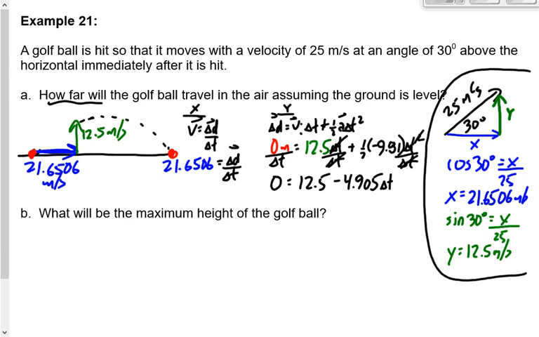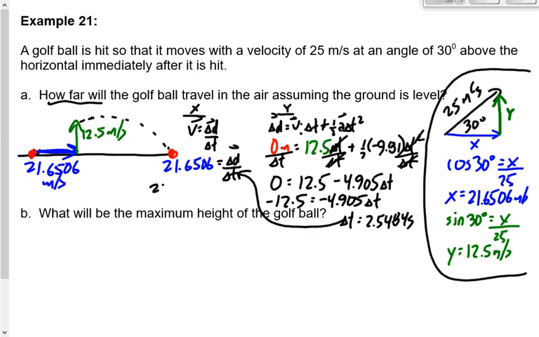Let's take the 12.5 over by subtracting. And then let's say 12.5 divided by 4.9 is t, and that value gives me 2.5484 seconds. There we go. How long is the ball in the air for? 2.5484 seconds. Now, let's take that value and sub it into here.